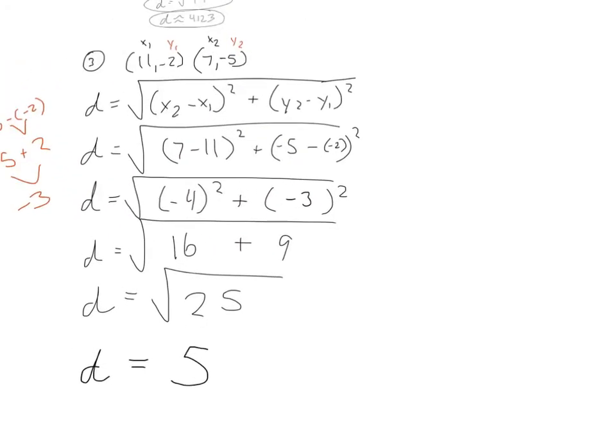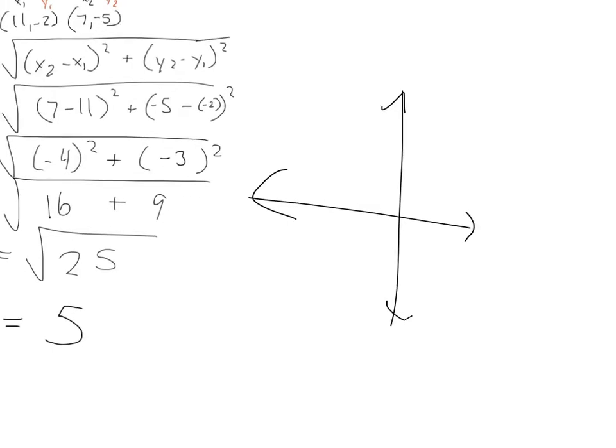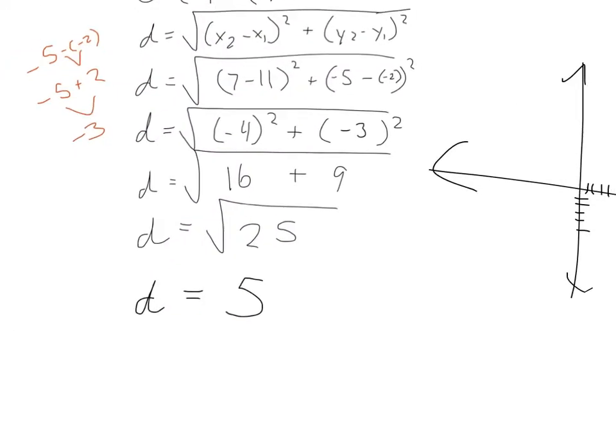And if you graph those points, then approximately, I'm just going to rough sketch this really quick. 11, -2, so over 11, down 2, and then 7, -5, over 1, 2, 3, 4, 5, 6, 7, down 1, 2, 3, 4, 5. Right there, that distance between those 2 points is 5 units.